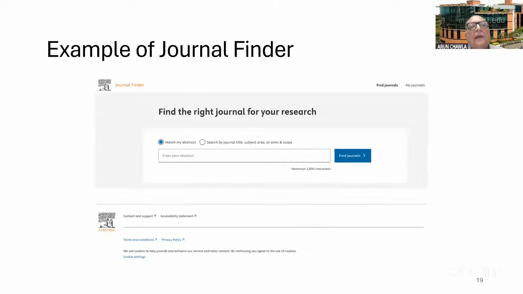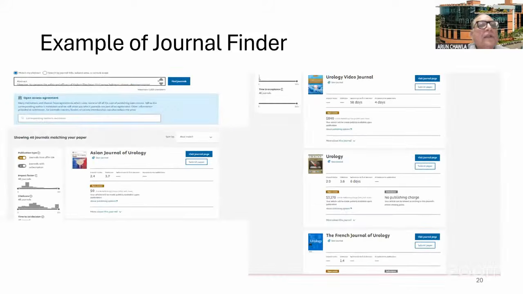So let us assume I had one study, which was a randomized study on the use of thulium and holmium laser for stones. I used the Elsevier Finder. I put the title and the abstract. I got a list of 40 journals. So I can go one by one through the 40 journals.